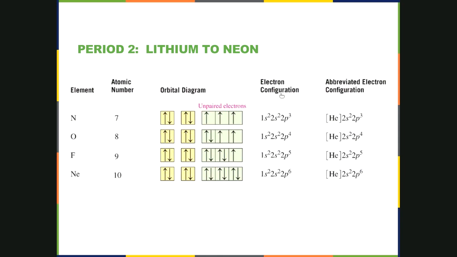And here's the full electron configuration for each of those elements, and here's the abbreviated, where I take the noble gas of the element that came before this one, and then tack it on.